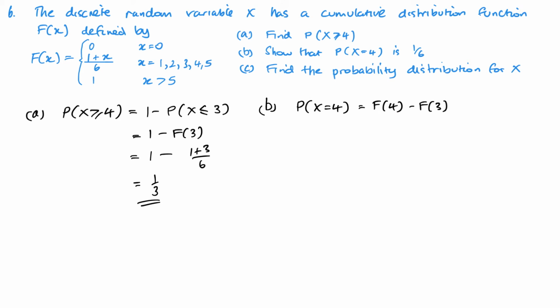Now we do this because, if you think about it, it's the probability that x is less than or equal to 4 minus the probability that x is less than or equal to 3. So this is 1, 2, 3, and this is 1, 2, 3, 4. If you take away the 3s, you're just left with that 4.